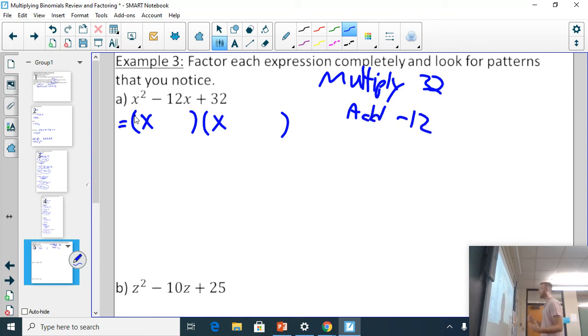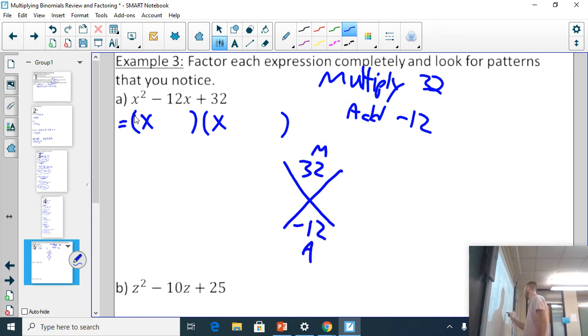And you guys, I think, used to do this by looking at a box, right? So we need to multiply to 32. I'll put an m there for multiply. And we need to add to negative 12. And you need to find two numbers that do that. And the two numbers that I can think of are negative 4 and negative 8. Because negative 4 times negative 8 is a positive 32, and added together they get negative 12. And then you can just put them right in there.